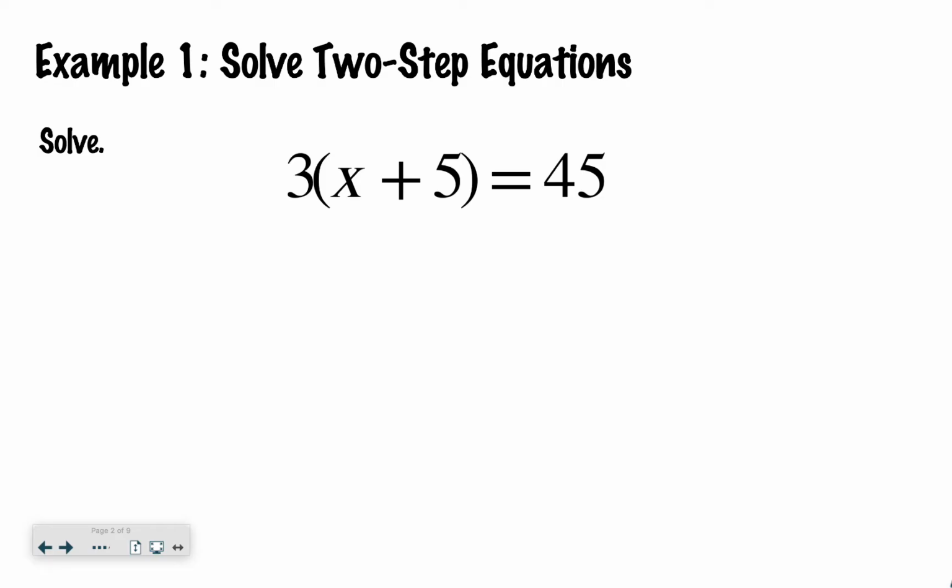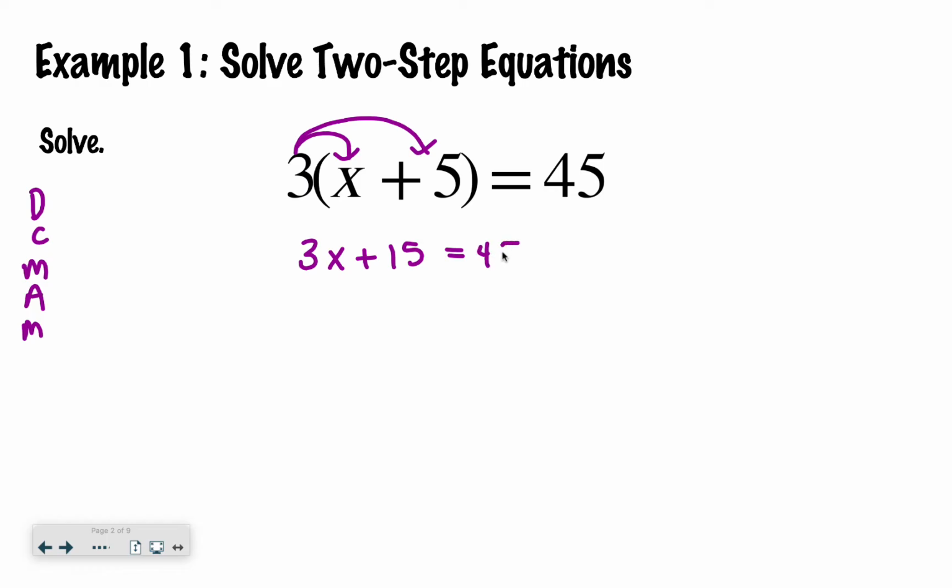Yesterday you practiced solving two-step equations, and we talked about the "don't call me after midnight." The first step of that was something you didn't really have to worry about yesterday, which was distributing. So today we start with that, okay? We start by distributing. So 3 times x is 3x, and 3 times a positive 5 is positive 15, equals 45.